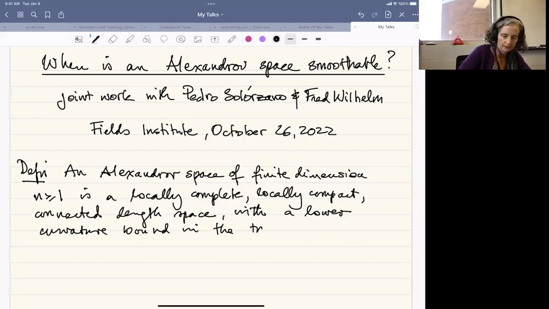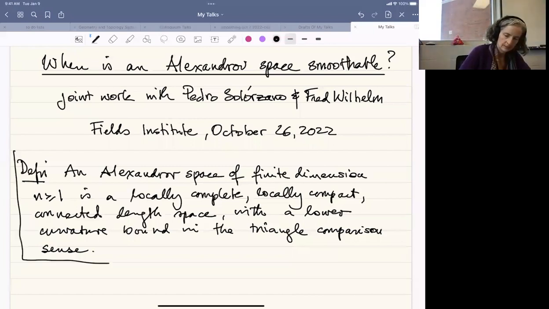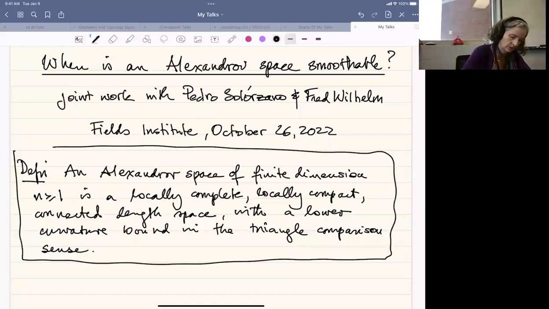So I've omitted the case n equals 0. Those are not connected. They'll just be by convention 1 point or 2 points. Okay, so there's the definition we're starting out with.